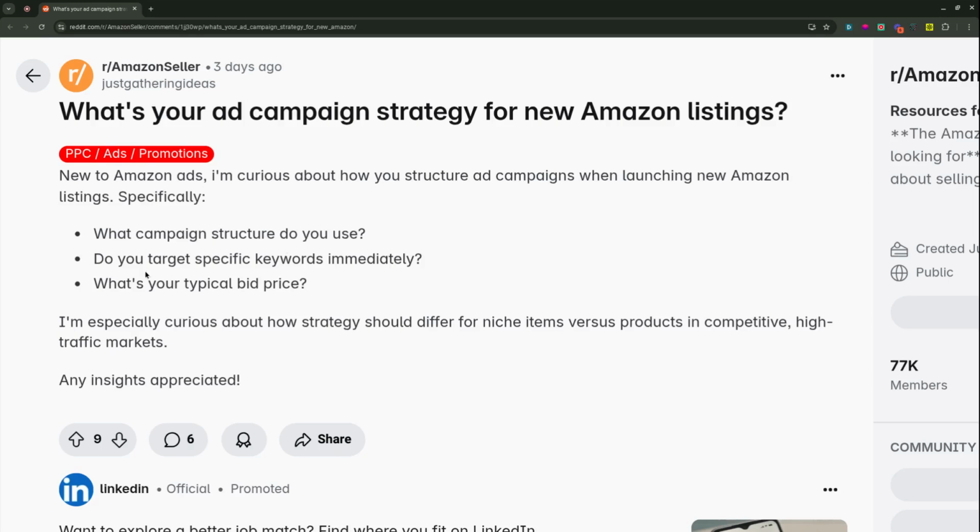Finally, the question about what's your typical bid price? As a ballpark figure, if you're bidding in competitive spaces, it's going to be $1 to $2.50 plus. Whereas niche spaces are way lower, like 40 cents up to $1, as a general range.